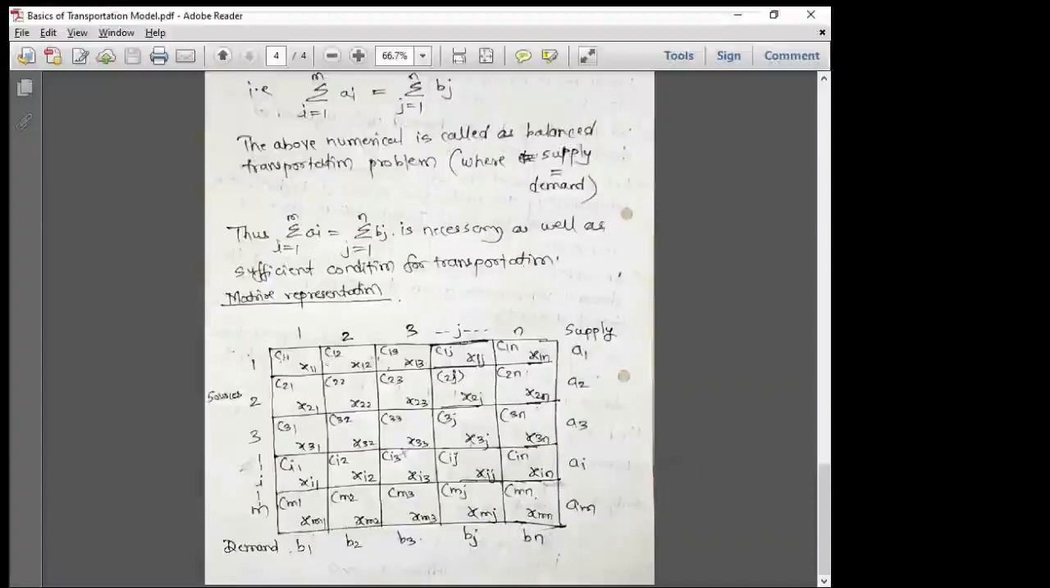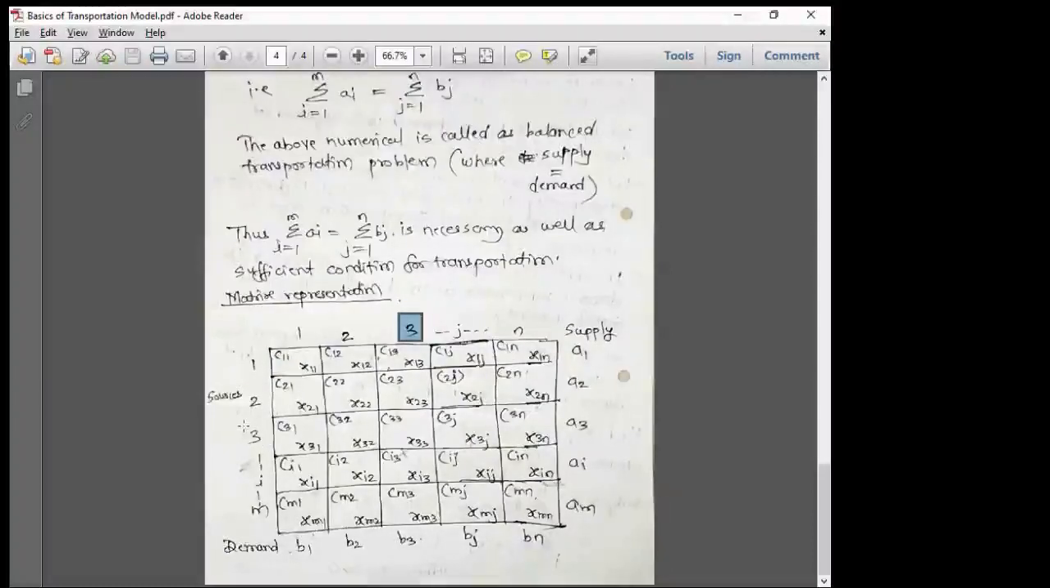So what is now here C11? C11 is the unit transportation cost of product supplied from factory number 1 to the destination number 1. C12 is the unit transportation cost of the product supplied from factory number 1 to the destination 2. Similarly, the value of C13 is nothing but the unit transportation cost of a product supplied from factory number 1 to the destination number 3.